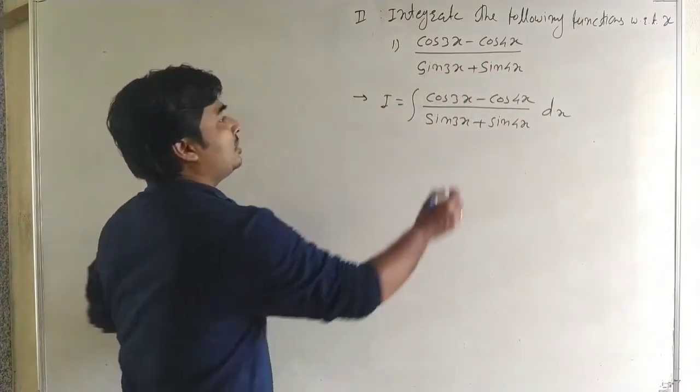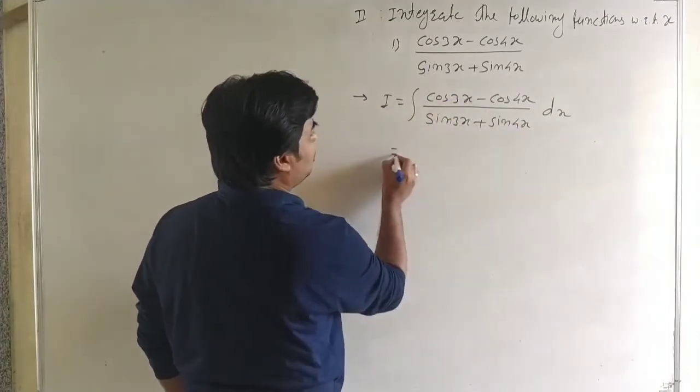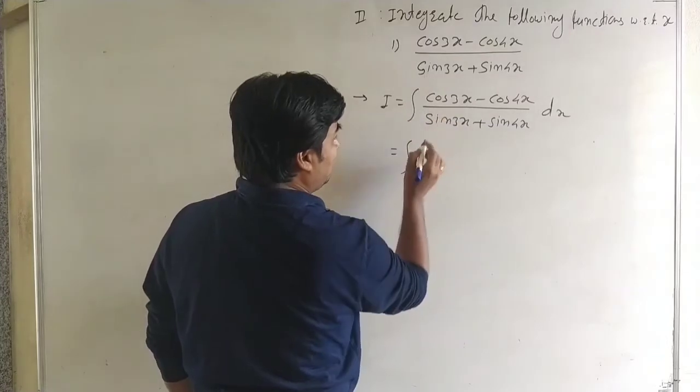Now here we use the trigonometric relations, cos c minus cos d and sin c plus sin d. We use the trigonometric formula for cos c minus cos d.